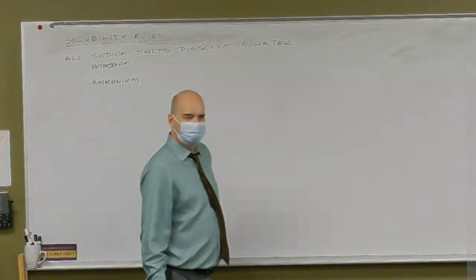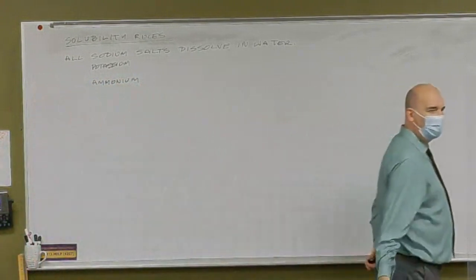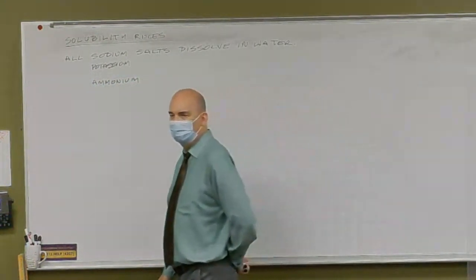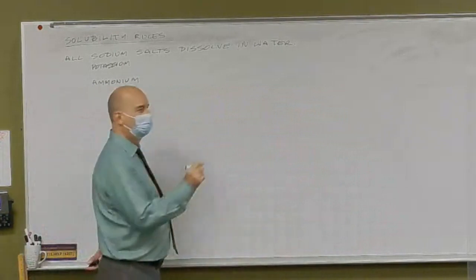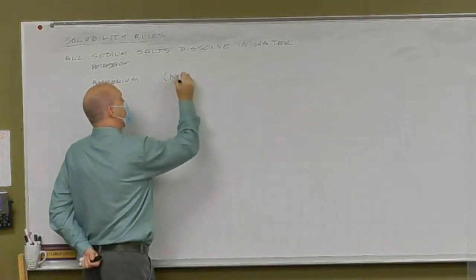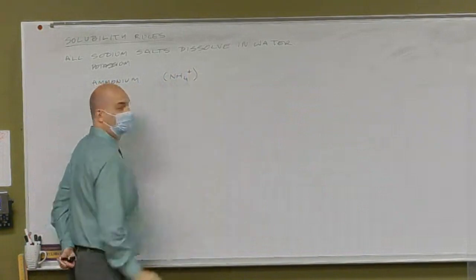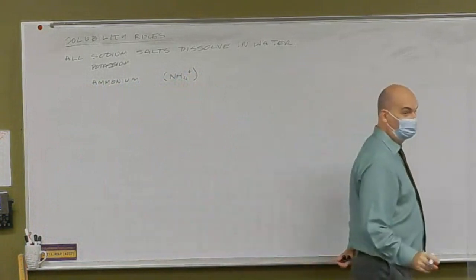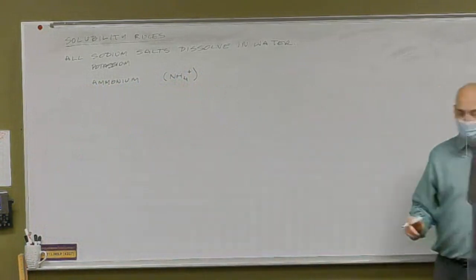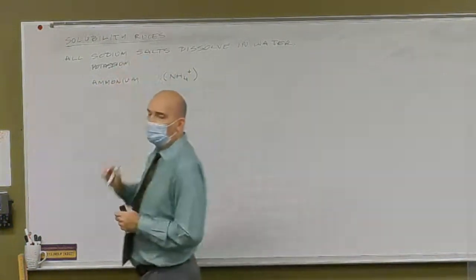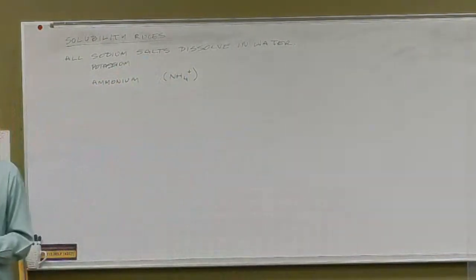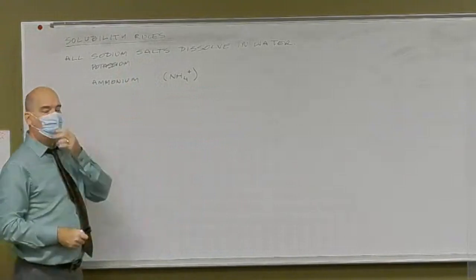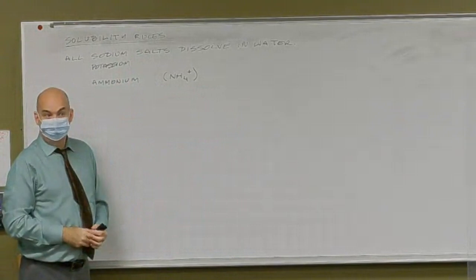All ammonium salts dissolve in water. How do I recognize an ammonium when I see it? What's an ammonium ion look like? NH4 plus. Good. Ammonia, the gas, is NH3. Okay, these are our cations. If the cation part of your ionic compound is a sodium, a potassium, or an ammonium, it dissolves in water. Okay?